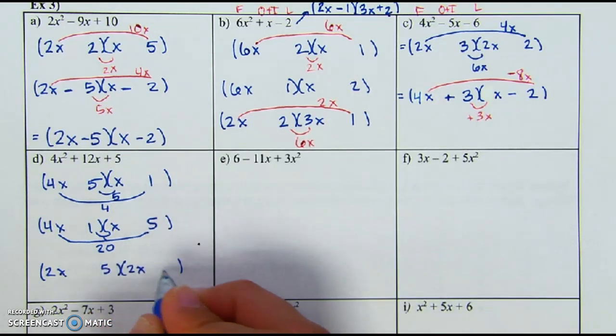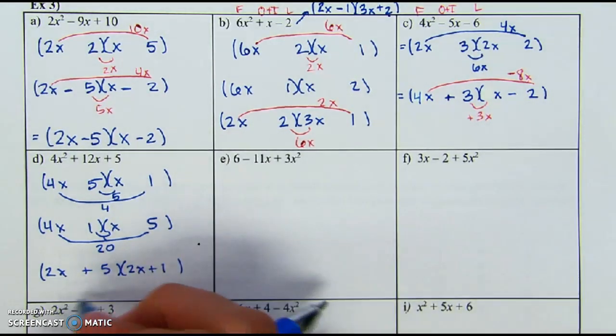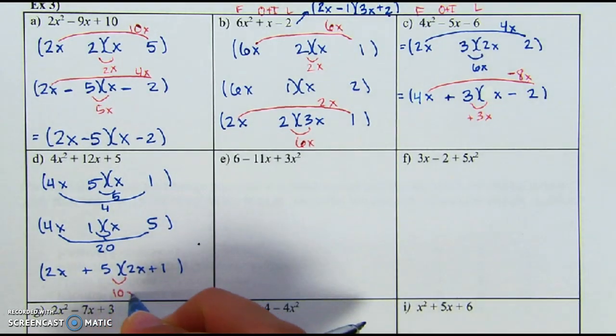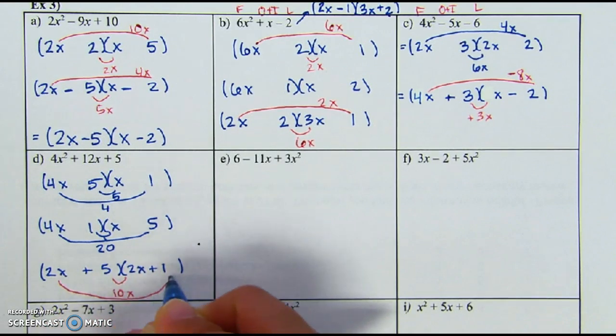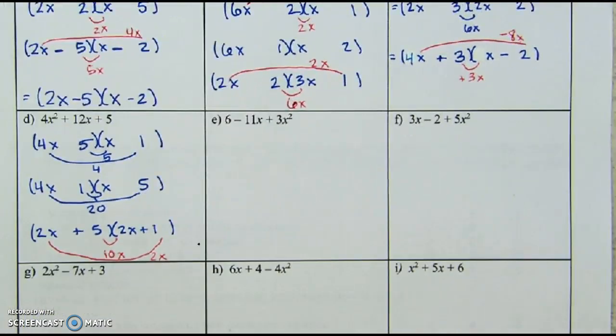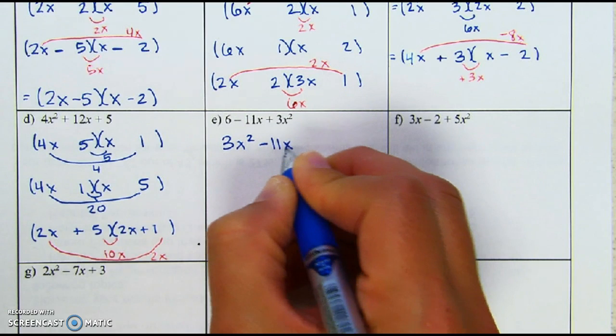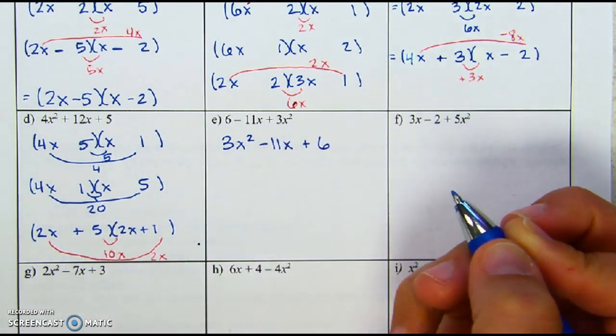And let's try 5 and 1. They're all positive. Let's see. I have a good feeling about this. 10 and 2 times 1 is 2. Do those add to get 12? Yep, we're done. This one's not in standard form, so we have to rewrite it. Okay.